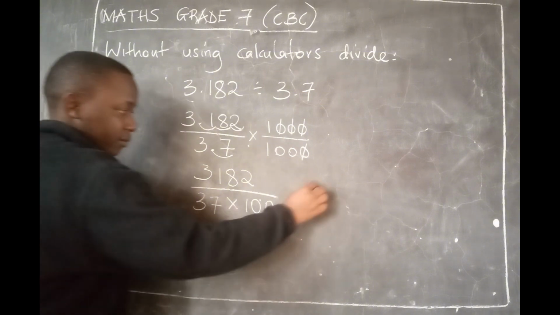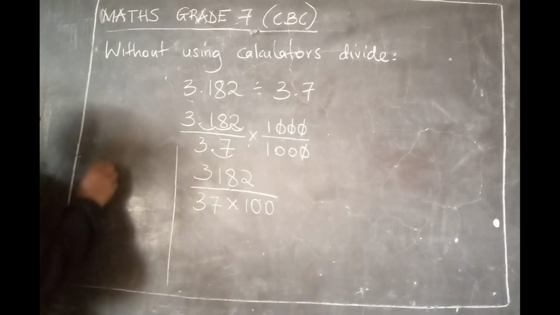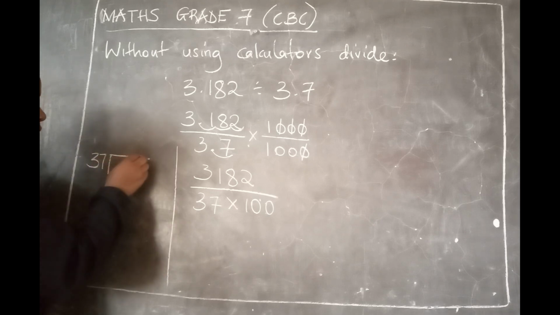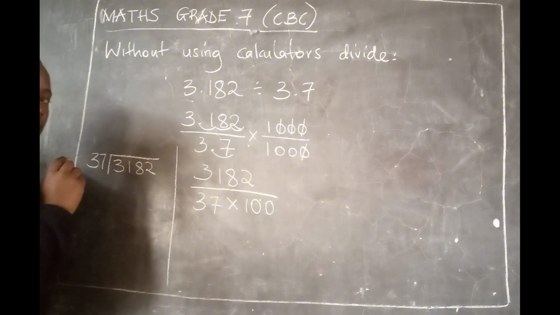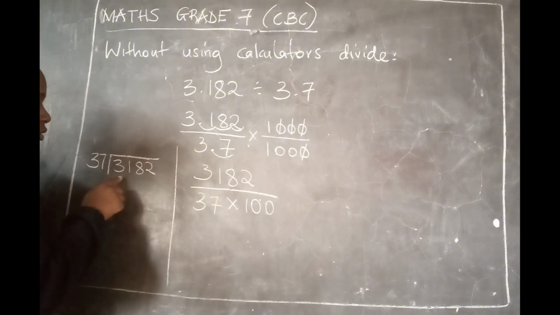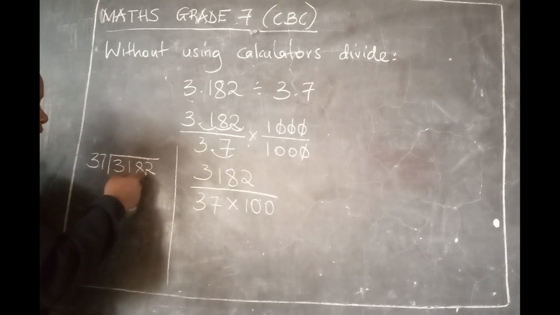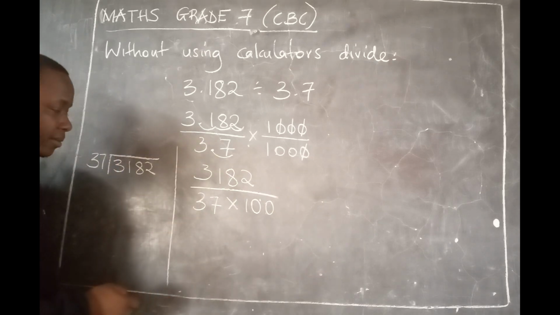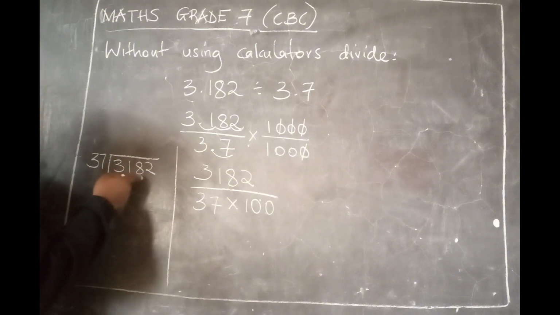Now you will say, let me use this side. This is 3182 divided by 37. By virtue of calculations, 37 cannot divide 3, cannot divide 31, but it can divide 318. Now how many times? When you're dividing, you divide this by this. You can't say this divided by this. So this 318 can be divided by 37 around 8 times.